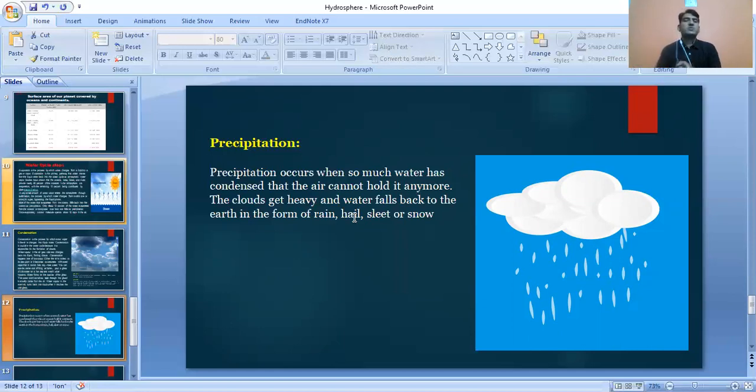Sometimes you experience rainfall and at the same time snowfall. Sleet is slight, it's not like hail or snow. It is like very puffy snow falling along with the rainwater. And number four is snow. When the droplets come from the top, from the atmosphere, they find low temperature on the way. They convert from liquid to solid form, turn into snow, and fall on the ground.